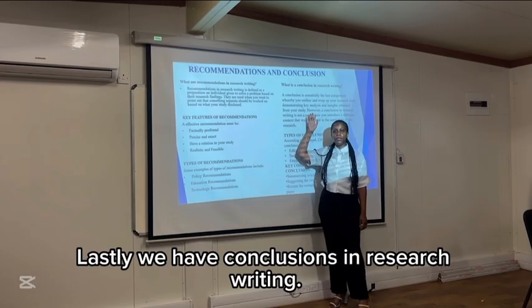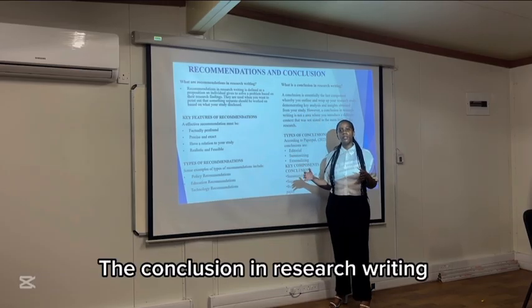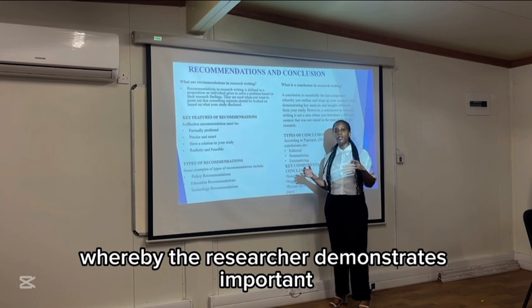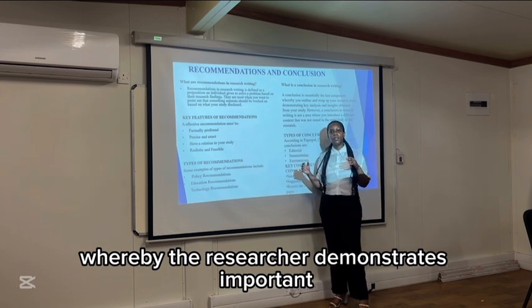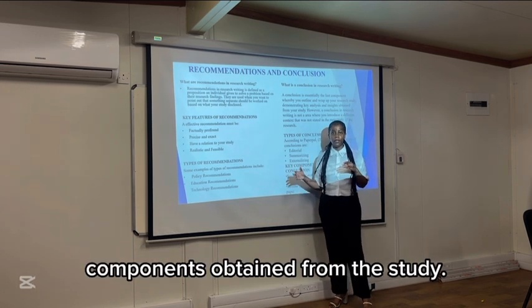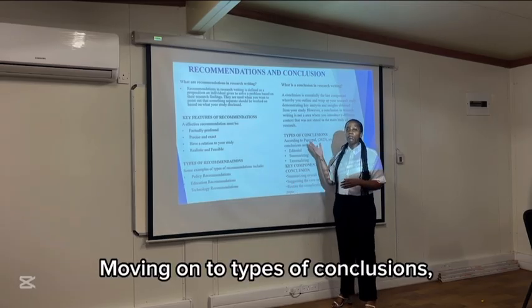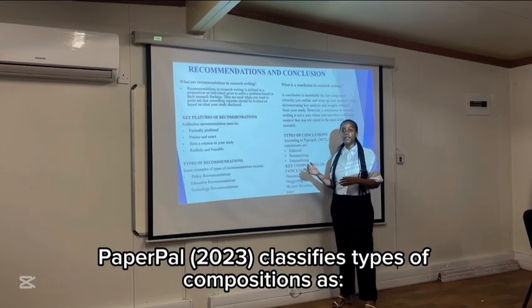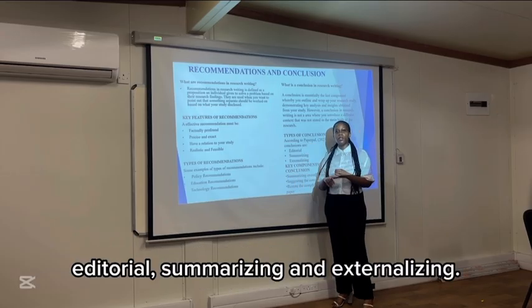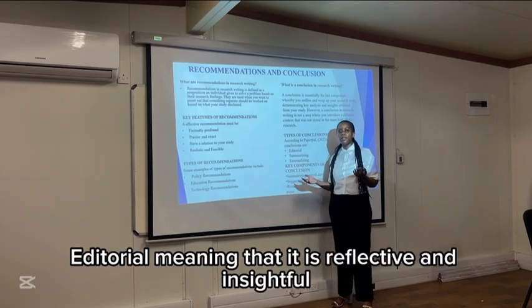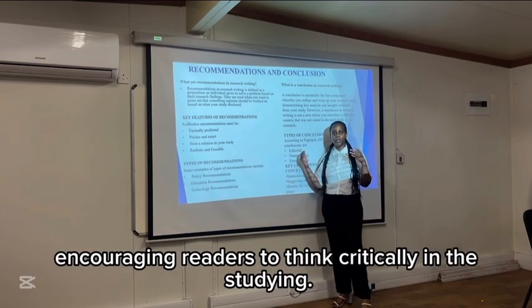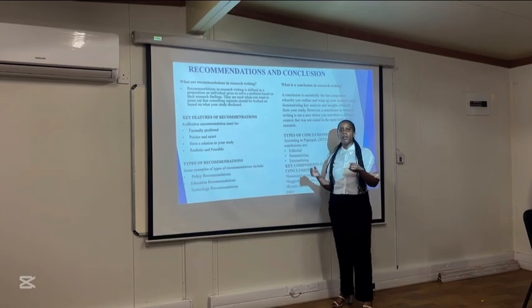Lastly, we have conclusions in research writing. A conclusion in research writing is the last section of the study whereby the researcher demonstrates important components obtained from the study. Moving on to types of conclusions. Paper Part 2023 classifies types of conclusions as editorial, summarizing, and externalizing. Editorial meaning that it is reflective and insightful, encouraging readers to think critically in the study.